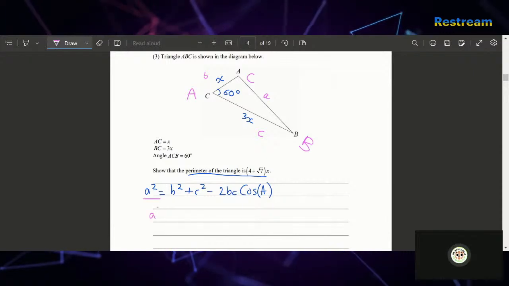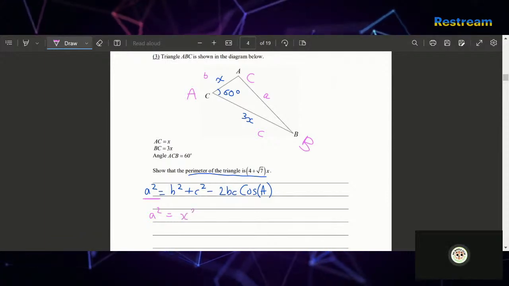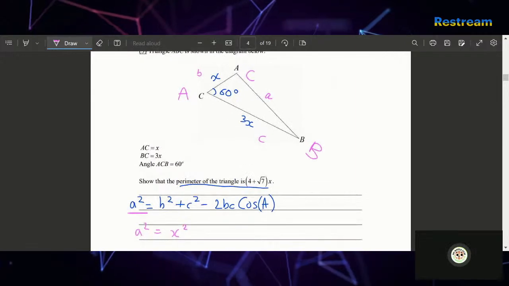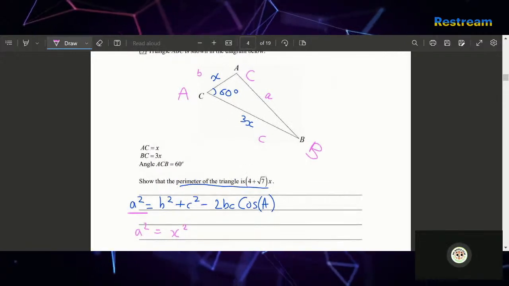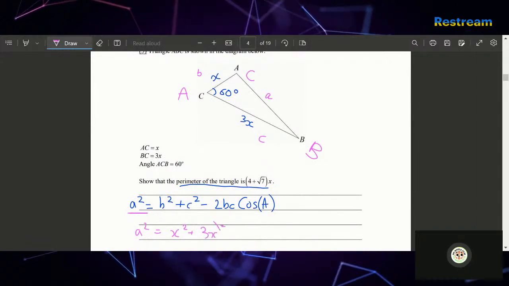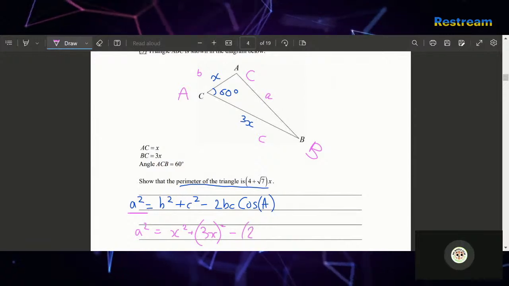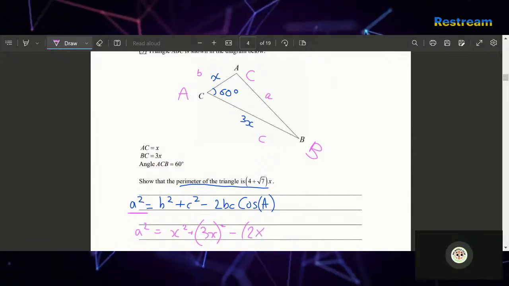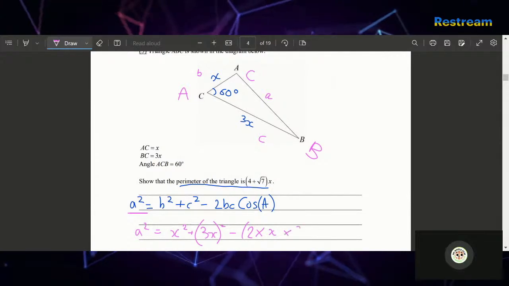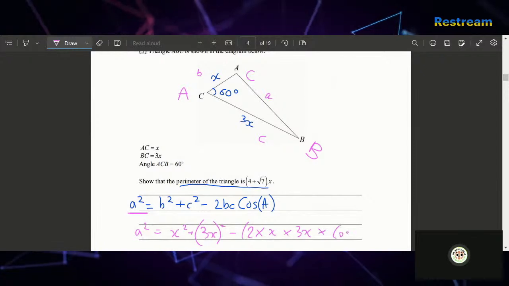We don't know what a squared is because we're trying to find a. For b squared, b is x, so we're doing x squared. Then plus c squared, where c is 3x, so plus (3x) squared. Then we subtract 2 times b, which is x, times 3x, times cos A, where capital A is 60 degrees.